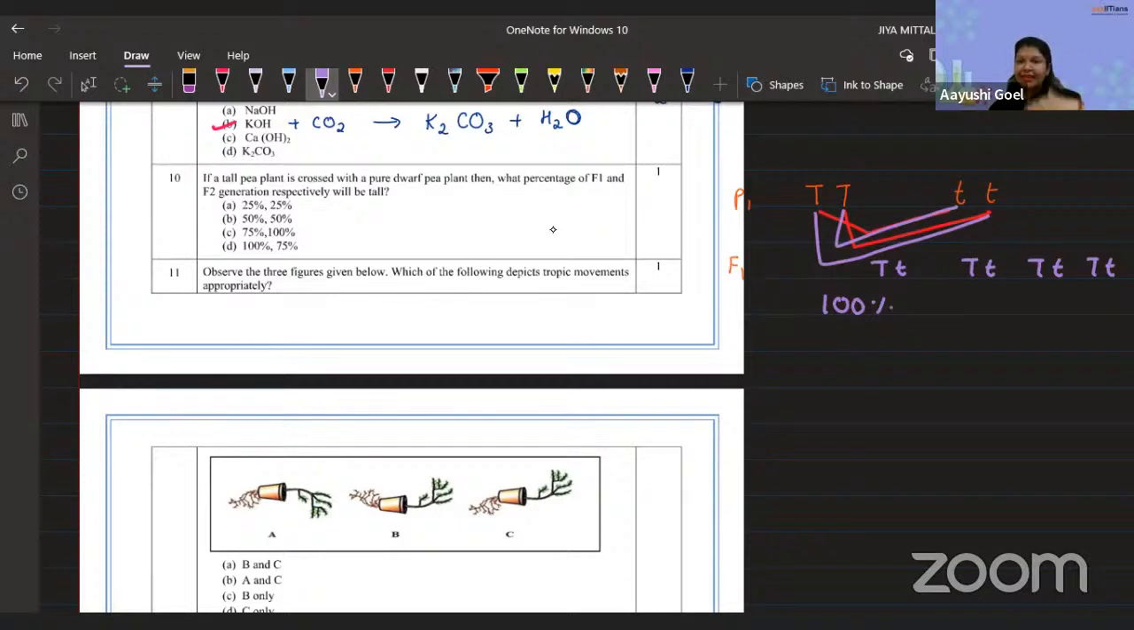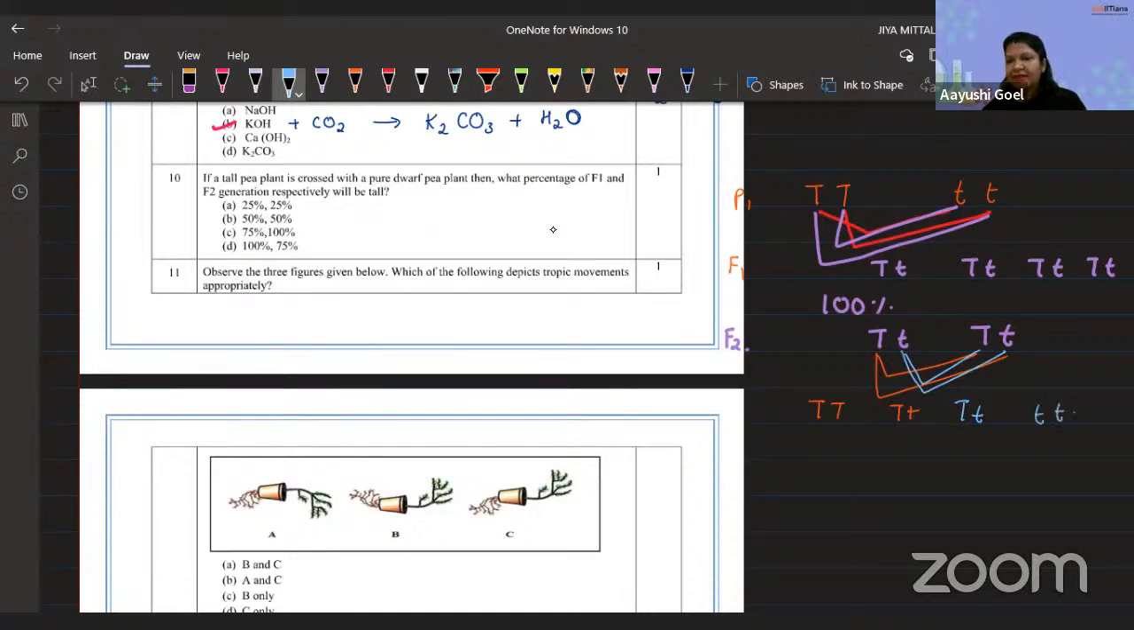In the second generation, I can take any two as my parents and let them breed together. So tall will combine with tall, tall will combine with dwarf, then dwarf will combine with tall, and dwarf will combine with dwarf. So in this case, there will be 75% tall. So the answer will be the D option.